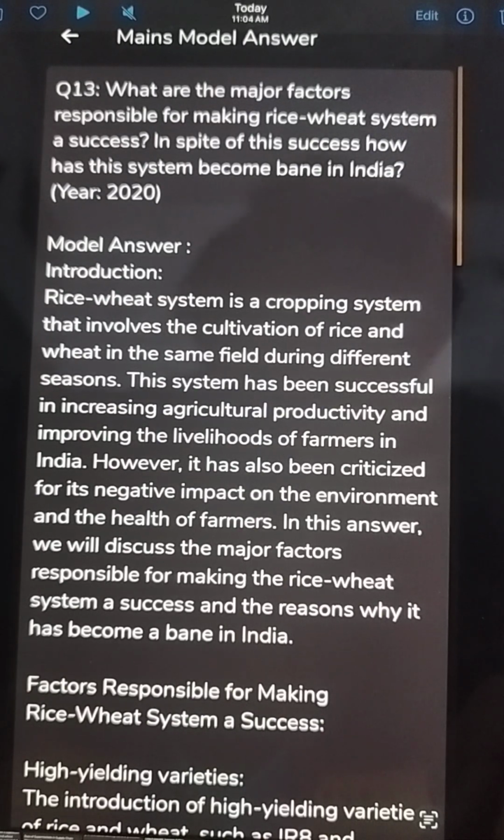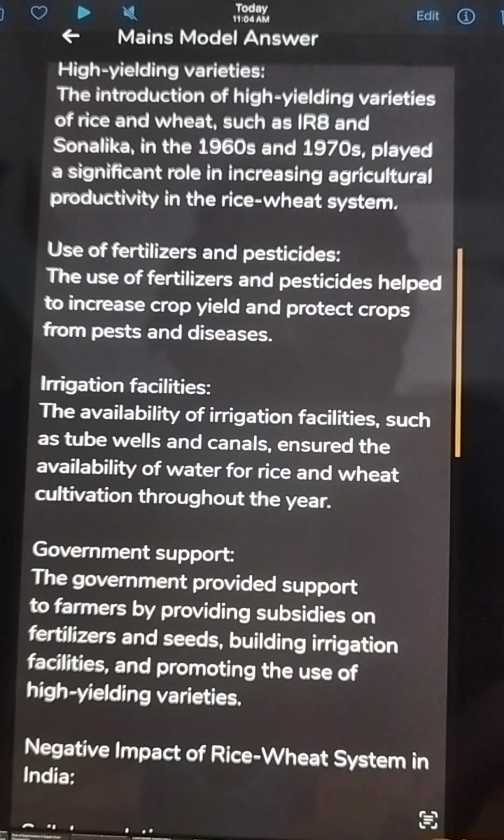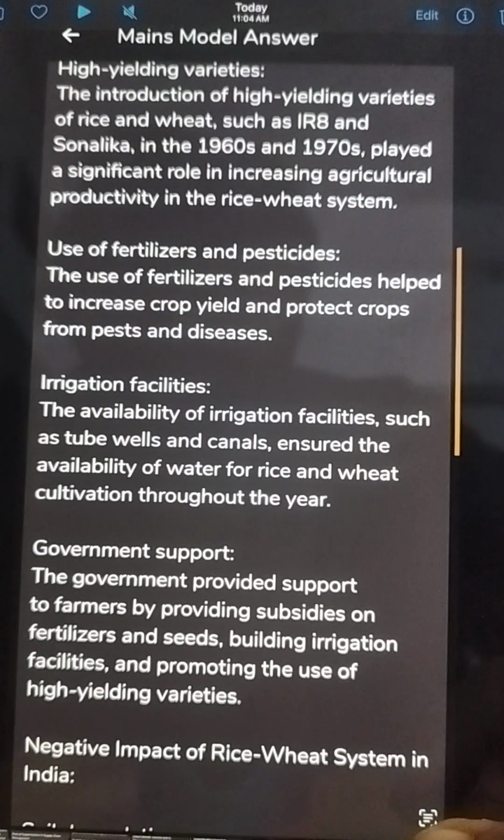So, factors responsible for making rice wheat system a success. First, high yielding varieties. The introduction of high-yielding varieties of rice and wheat such as IR8 and Sonalika in the 1960s and 70s played a significant role in increasing agricultural productivity in the rice wheat system. Second, use of fertilizers and pesticides. The use of fertilizers and pesticides helps to increase crop yield and protect crops from pests and diseases.